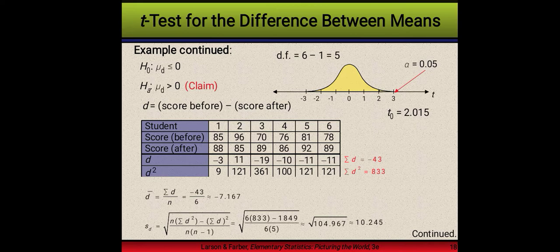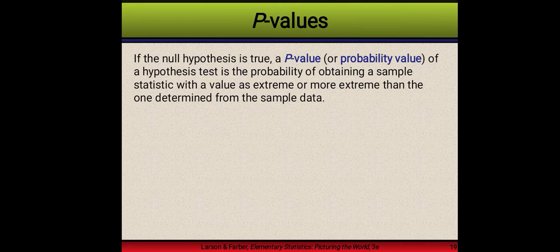We have here the formula as you see on the screen. Since we already have it, there are 6 students, and 833 is the result of D to the power of 2, minus 1, 849, over 6. 6 is the number of students, and the 5 is n minus 1, and it is equal to the square root of 104.967, which is 10.245.